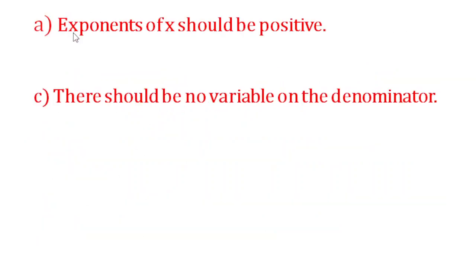Okay, let's talk about A and C. This point C, there should be no variable on the denominator, makes point A, exponents of x should be positive, clearer. Why? Because, for example, if we have 1 over x cubed, if we bring this x cubed back to the numerator, it becomes x to the power of negative 3. And also, if we have 2 over x and we bring this x back to the numerator, it becomes 2x to the power of negative 1.